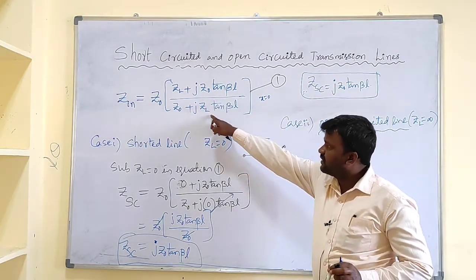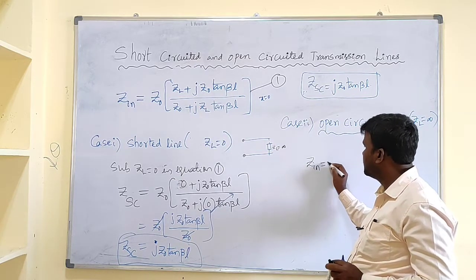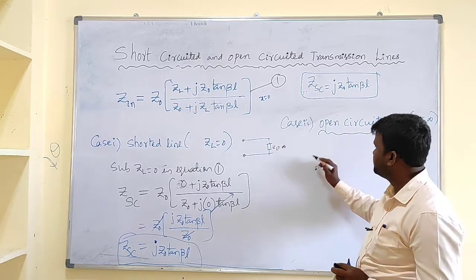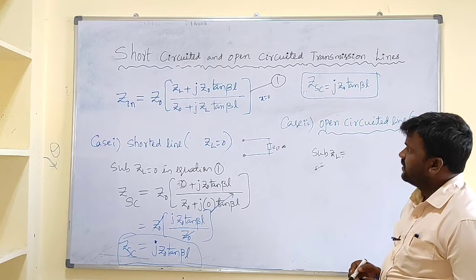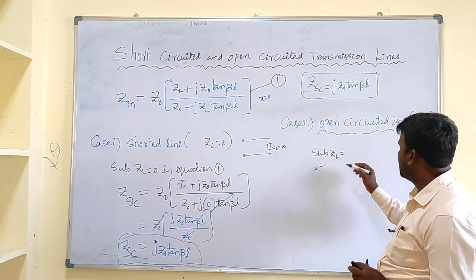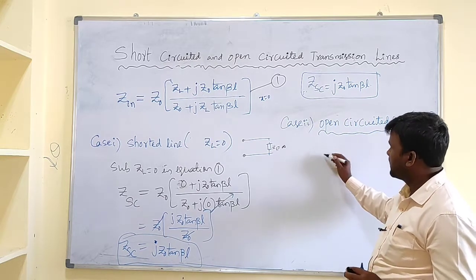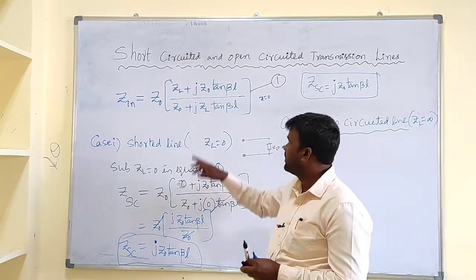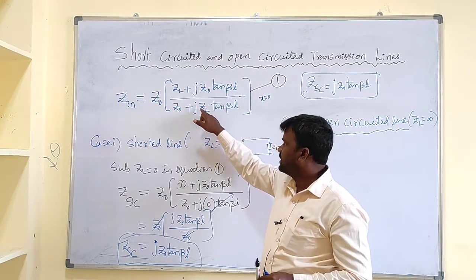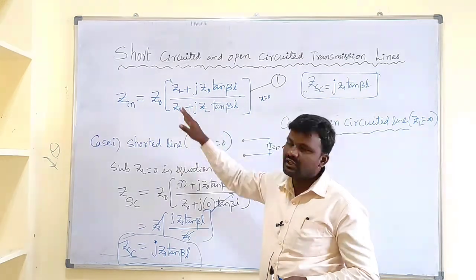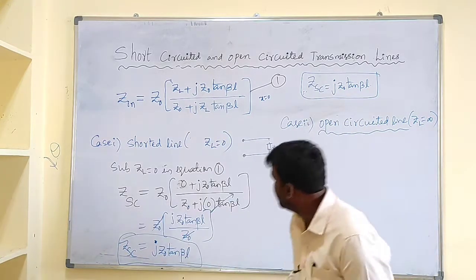So ZL is infinite in that case. ZIN is equal to what? Substitute ZL as infinite. If there exists an infinite form, here ZL is infinity, so infinity plus something is infinity. Here Z0 plus J infinity into something is infinity. That gives an infinite by infinite form.